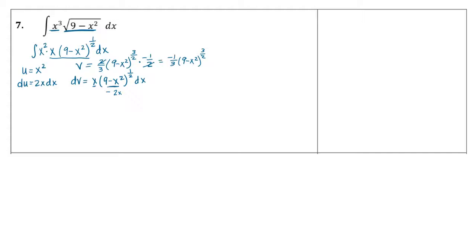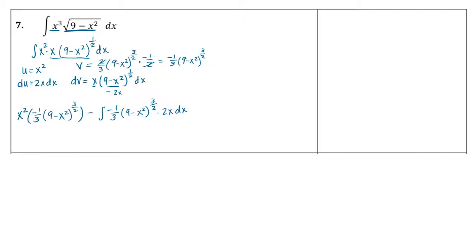So filling in our integration by parts, we have x squared times negative 1/3 times 9 minus x squared to the 3/2 minus the integral of all that mess, 1/3 times 9 minus x squared to the 3 halves. And then du, which is going to be times 2x dx. All right, so now we're ready to go through all of this again.